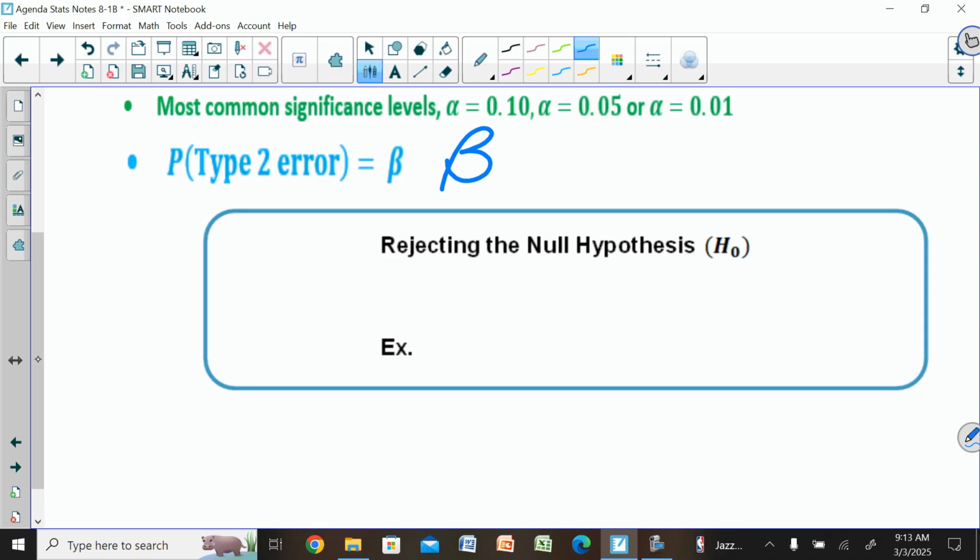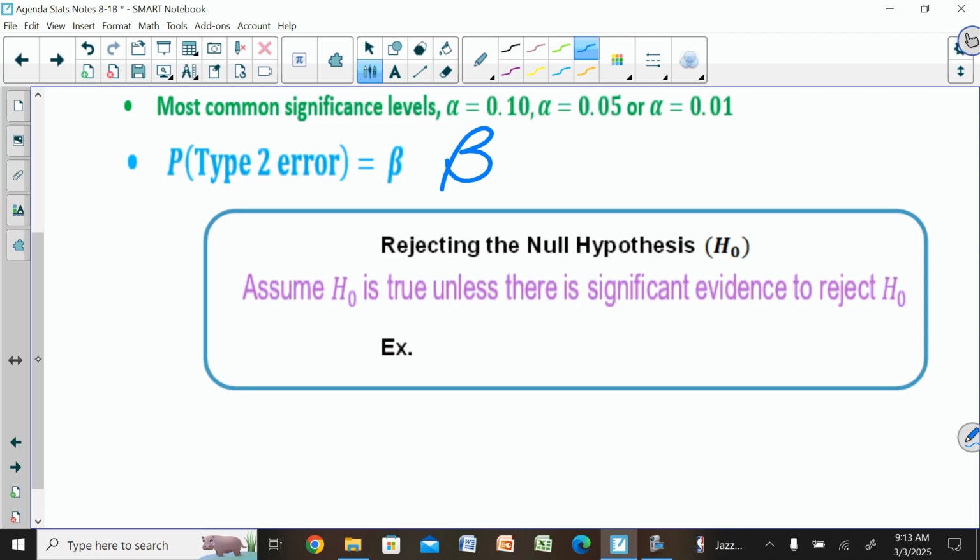When we're talking about rejecting the null hypothesis, we always make the assumption that our null hypothesis is true unless we have significant evidence to reject it. That significant evidence, remember, is based on our sample data and our significance level. In the real world, we could probably equate that to somebody is innocent until proven guilty.